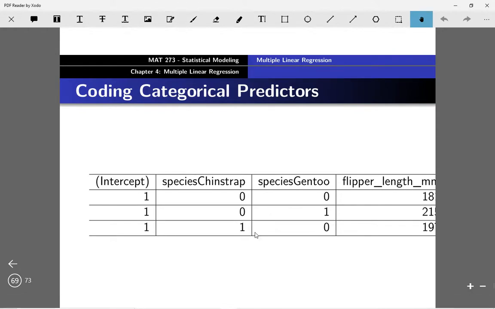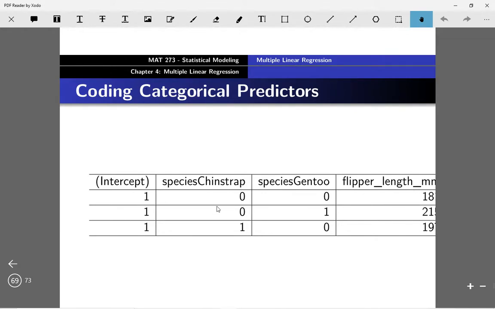For the other penguins, for example, this first row is representing an Adelie penguin. And that's because the indicator for chinstrap is 0, and the indicator for gentoo is 0. So this first row is for an Adelie penguin. And then we have its flipper length measurement here, which got cut off a little bit. This second row is for a gentoo penguin, because the indicator is saying, yes, it's a gentoo penguin. No, it's not a chinstrap. And then the very last row is for a chinstrap penguin. And there's its flipper length.